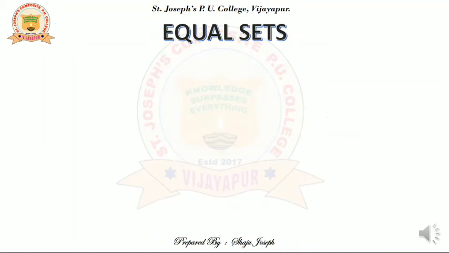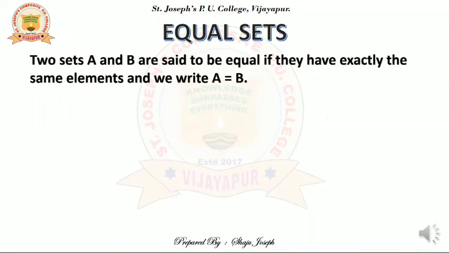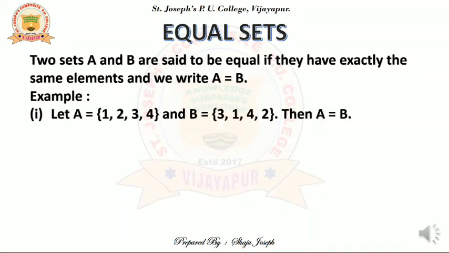Next topic of discussion is equal sets. What are equal sets? 2 sets A and B are said to be equal if they have exactly the same elements, and we can write it as A is equal to B. So let us go by the example.